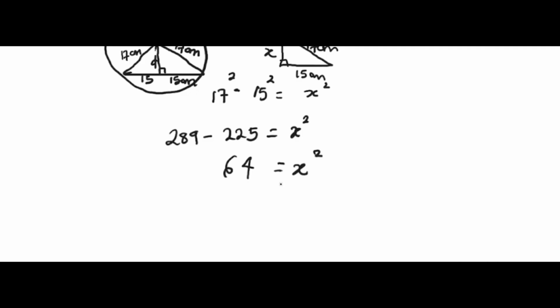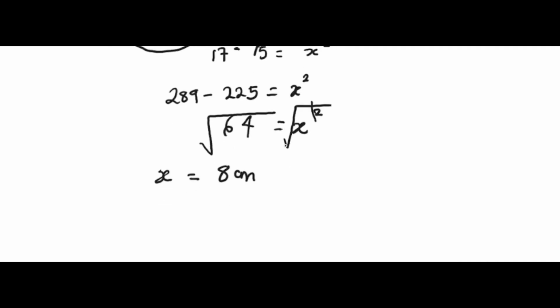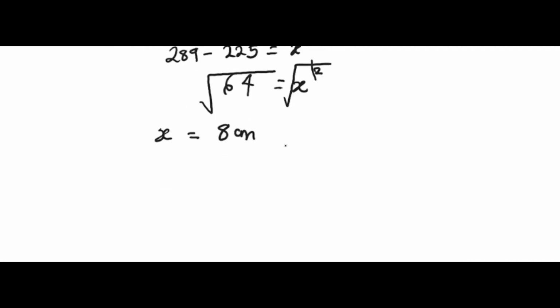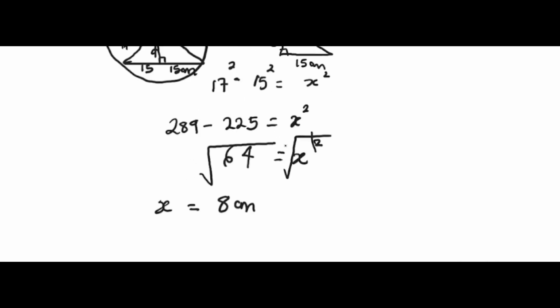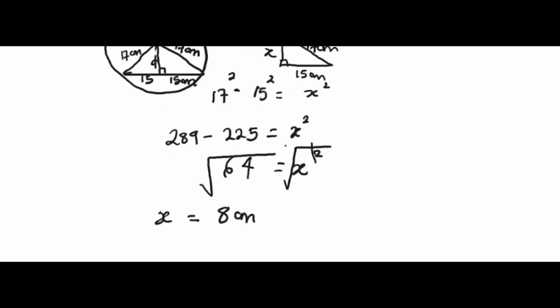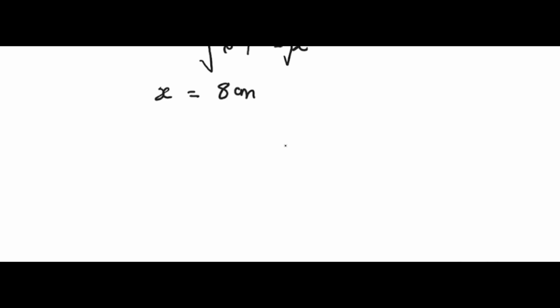Since we are looking for x, we take the square root, or multiply the powers of both sides by half. So the square cancels the root. The square root of 64 is 8. That means the distance between the center of the circle and the chord is 8 cm. Alright? So the next question, question number 28.